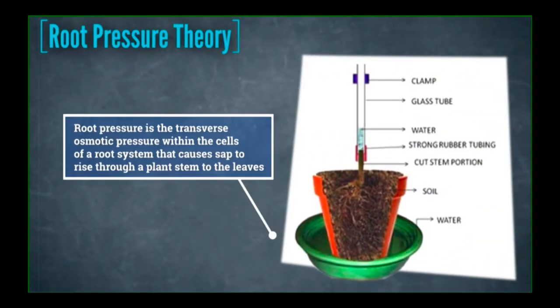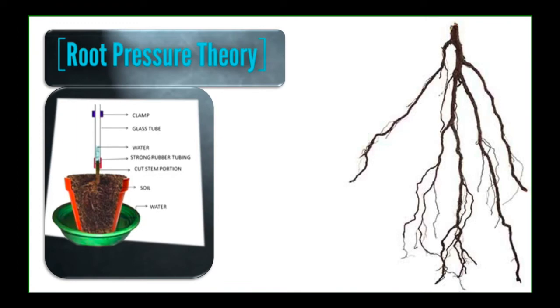Now, the root pressure theory. Root pressure is the transverse osmotic pressure within the cells of a root system that causes sap to rise through a plant stem to leaves. This can be observed through an experiment. If a plant whose stem is cut about 3 centimeters from the ground and a glass tube is fit tightly on the top of the stem, then one can observe that water starts accumulating in that tube. If the tube is connected with a manometer, then the pressure of the exudation of this liquid can also be measured. This pressure is known as the root pressure.